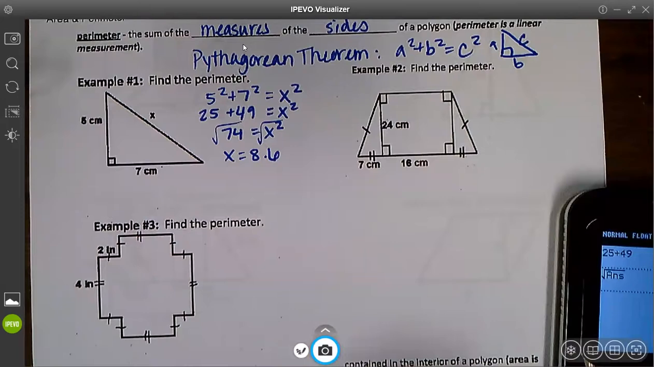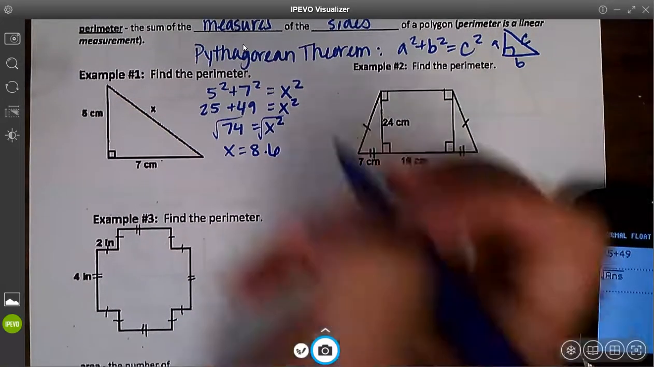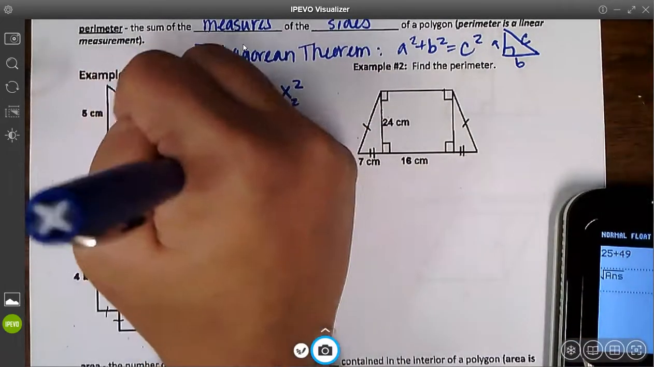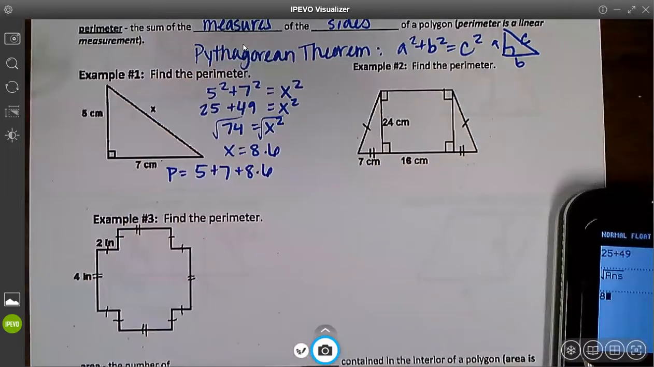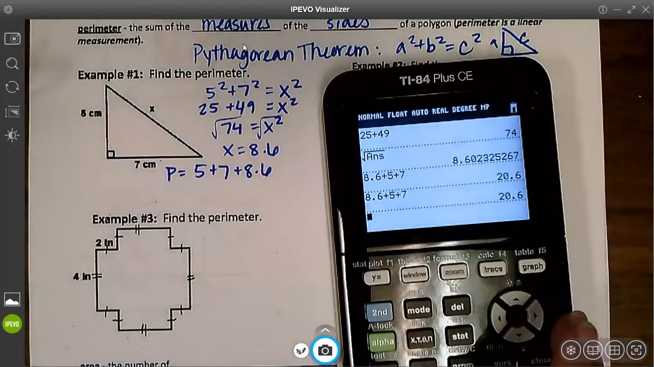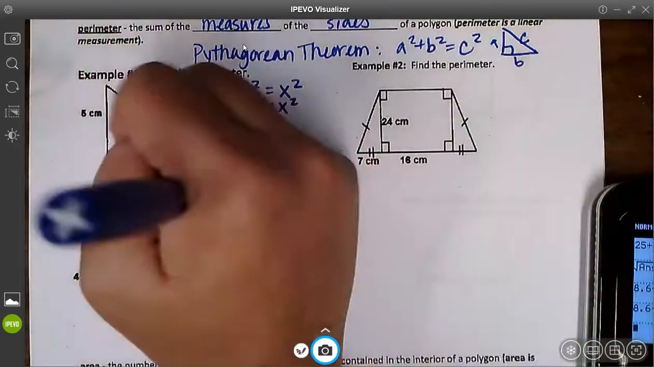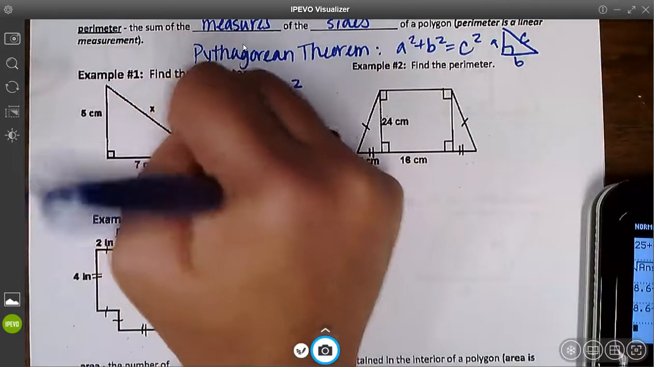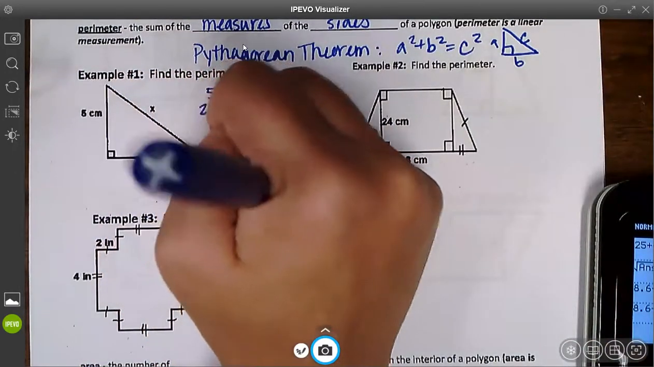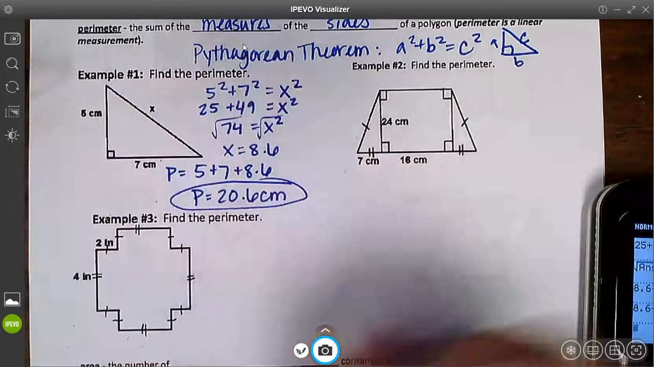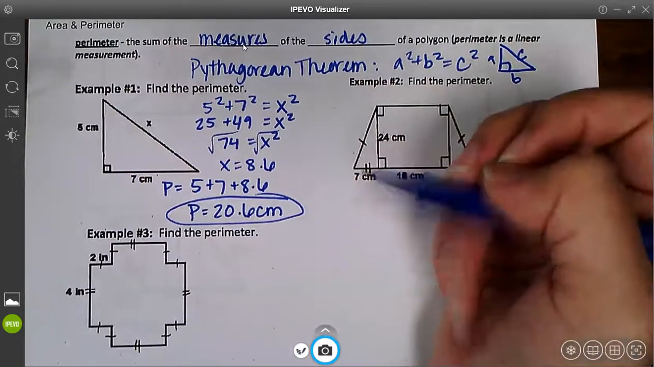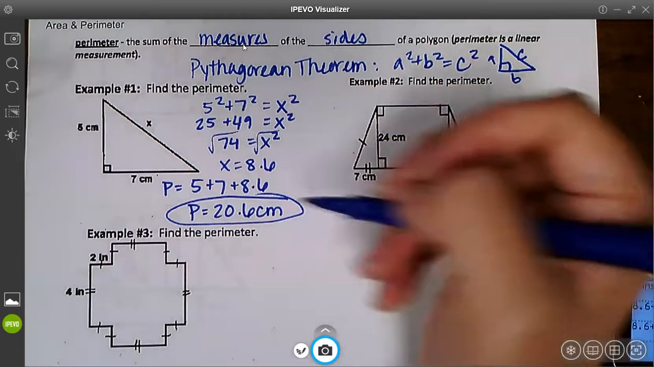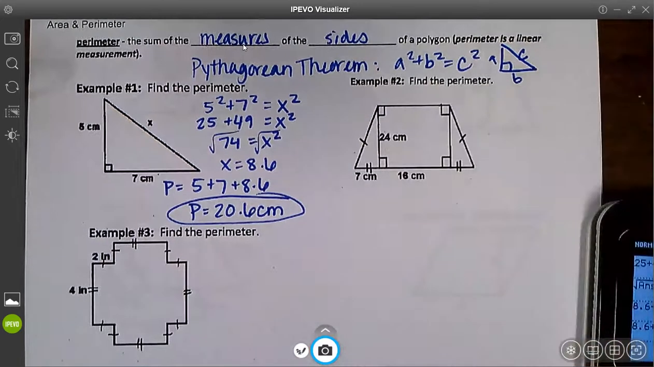So now to find my perimeter, I have to add up all of the sides. The perimeter is going to equal 5 plus 7 plus 8.6. 8.6 plus 5 plus 7 is 20.6. And we are in centimeters. Perimeter is linear. That means that it's not centimeters squared or centimeters cubed. It's just whatever your unit of measure is.